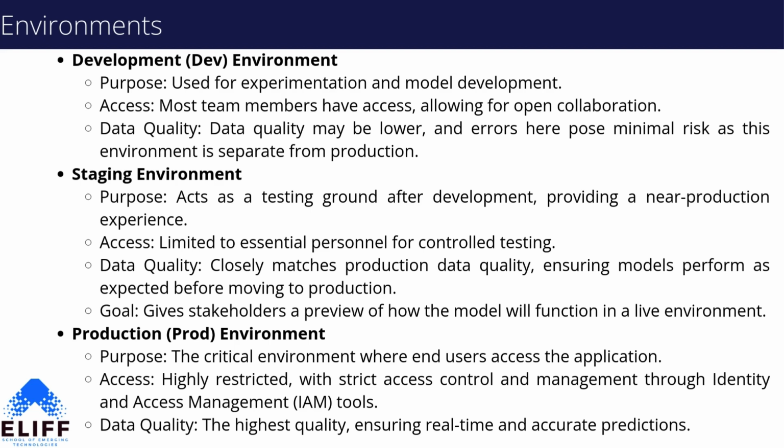Finally, we reach the production environment, often called prod. This is where our end users interact with the application, making it a critical environment for the business. Access to production is tightly controlled using identity and access management tools like IAM in AWS to ensure only the necessary team members can make changes. Here, our focus is on maintaining the highest quality, as any issues in production directly impact the user experience.